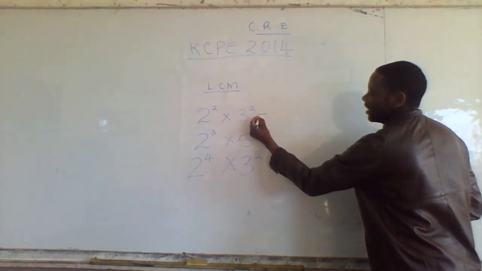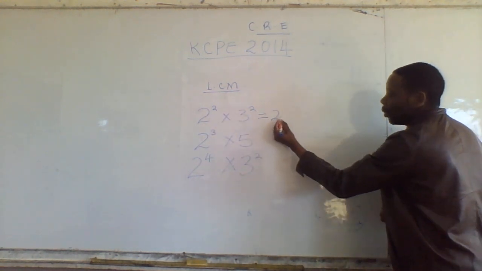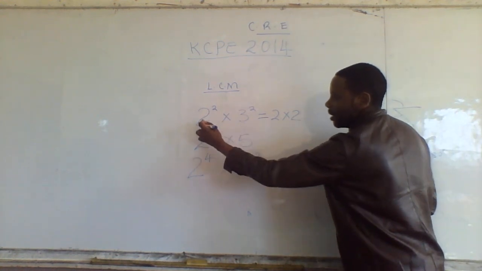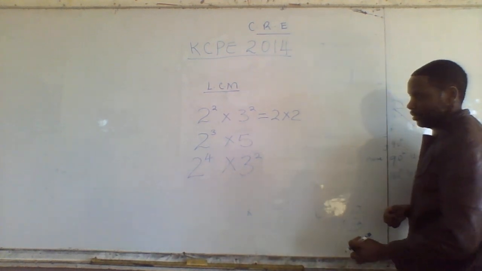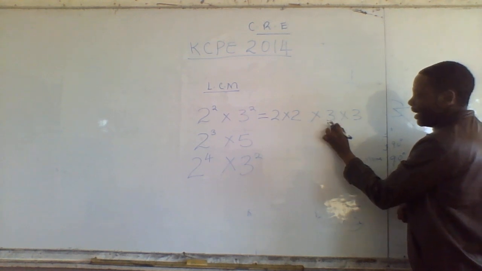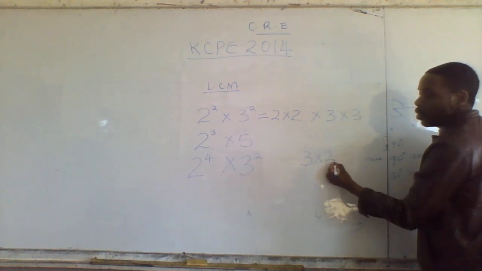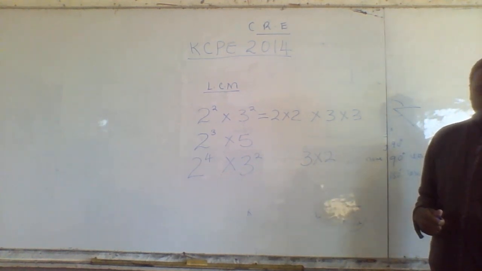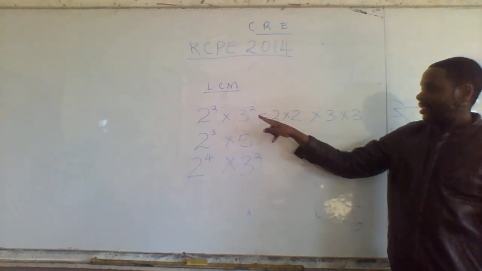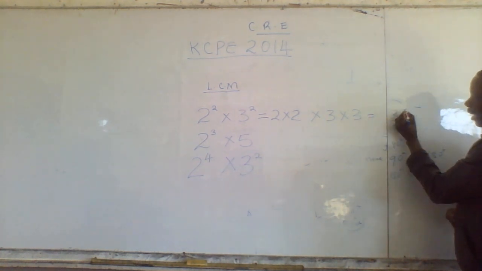So let's analyze this. What is 2 power 2 or 2 squared? It means 2 times itself, 2 times 2. Are we together? Then times 3 times 3. Don't make a mistake and say it is 3 times 2. No. It is the number times itself. So here we get 4 times 9, which is 36. Are we together?